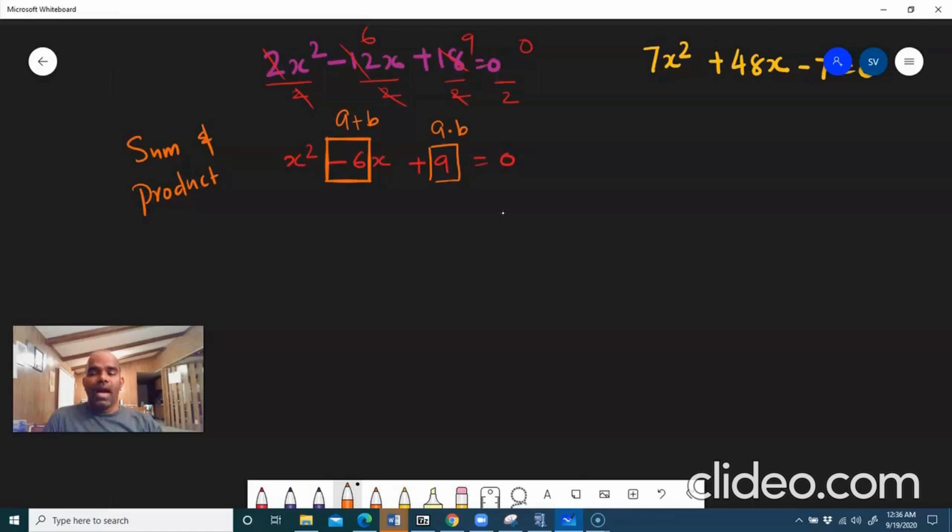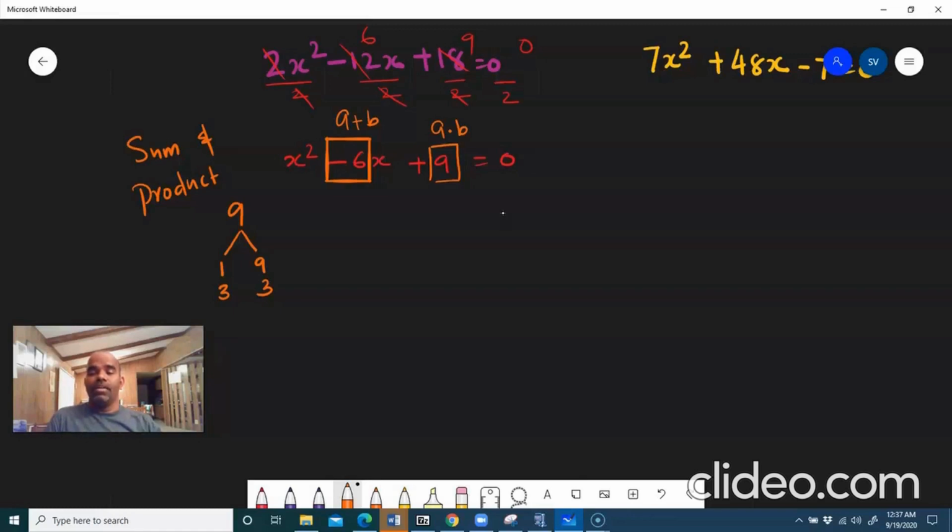I will use this technique. I will factorize the last term, the constant number, into its small pieces. So what are the factors of 9? 1 and 9, 3 and 3, and what else? No, nothing more. That's it.